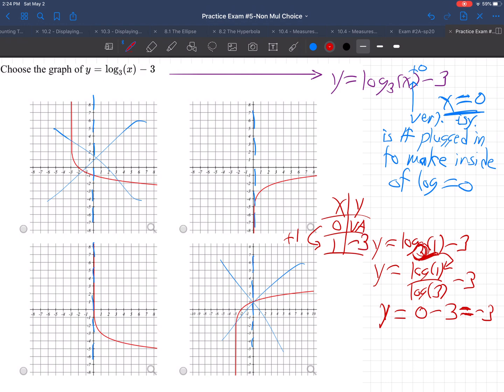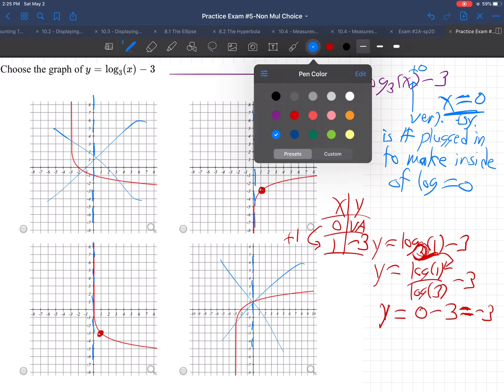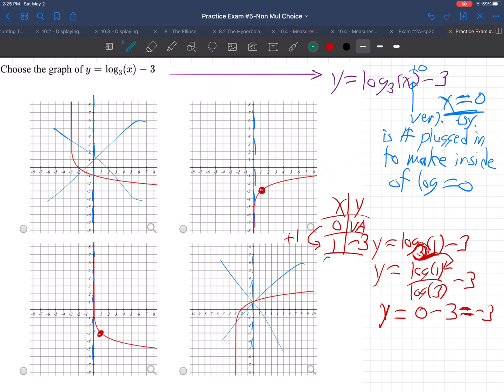So over 1 down 3 right there. Over 1 down 3 right there. So they both have that dot. So we need to do a little bit more to distinguish them. So now I'm going to go up by 1 more, 2. Let's plug in 2.